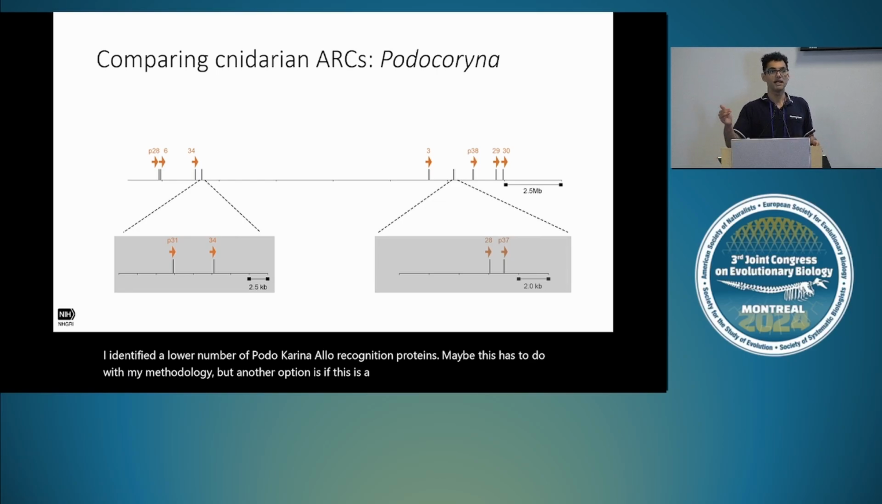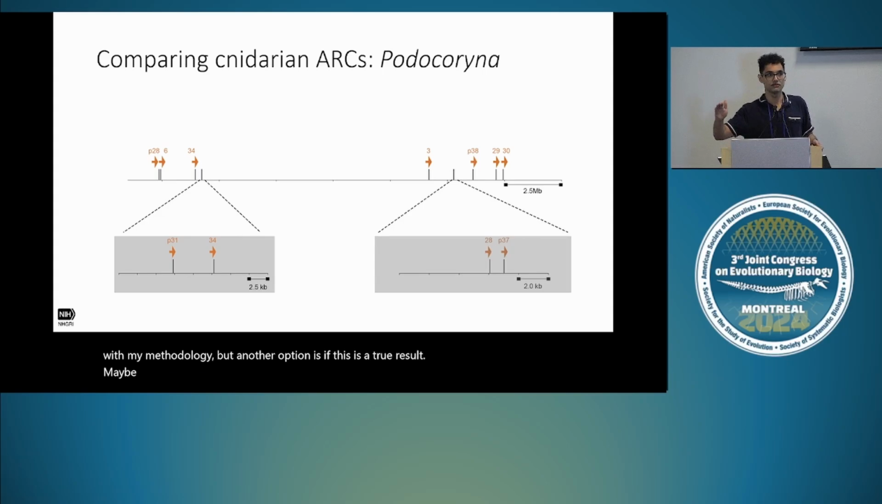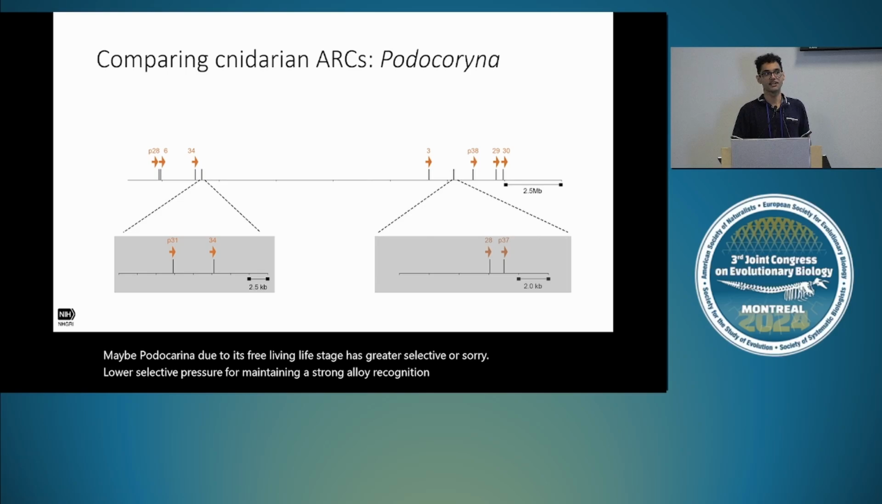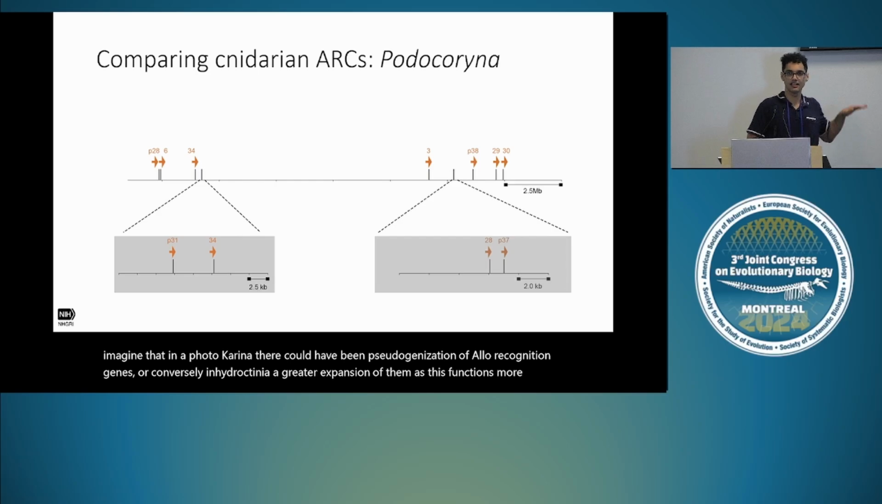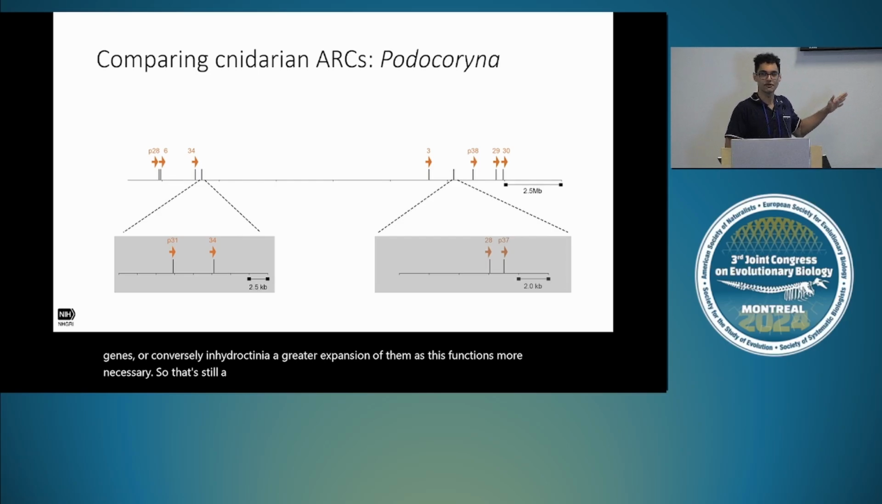Maybe this has to do with my methodology, but another option is if this is a true result, maybe Podocarina, due to its free living life stage, has lower selective pressure for maintaining a strong allorecognition function. So you could imagine that in a Podocarina, there could have been pseudogenization of allorecognition genes, or conversely in Hydractinia, a greater expansion of them as this function was more necessary. So that's still something we're investigating further in other cnidarians as well.